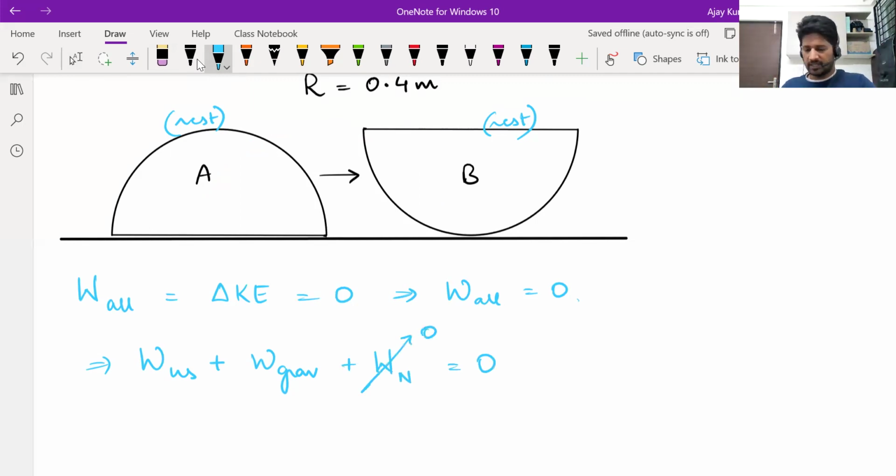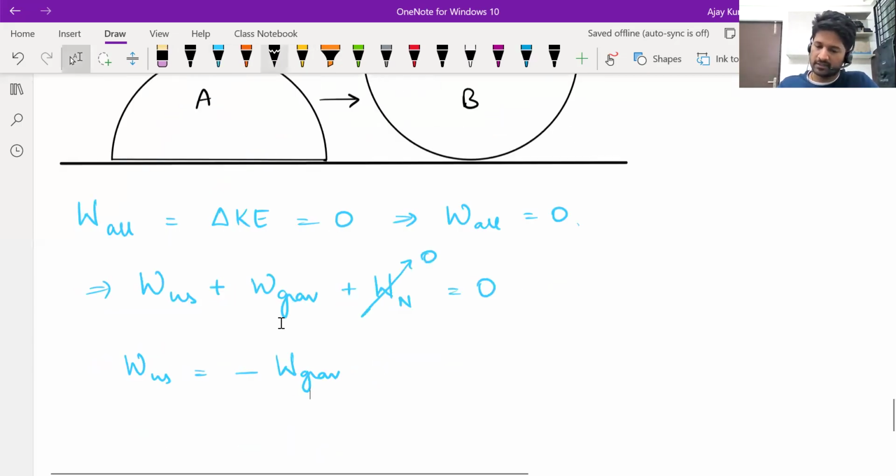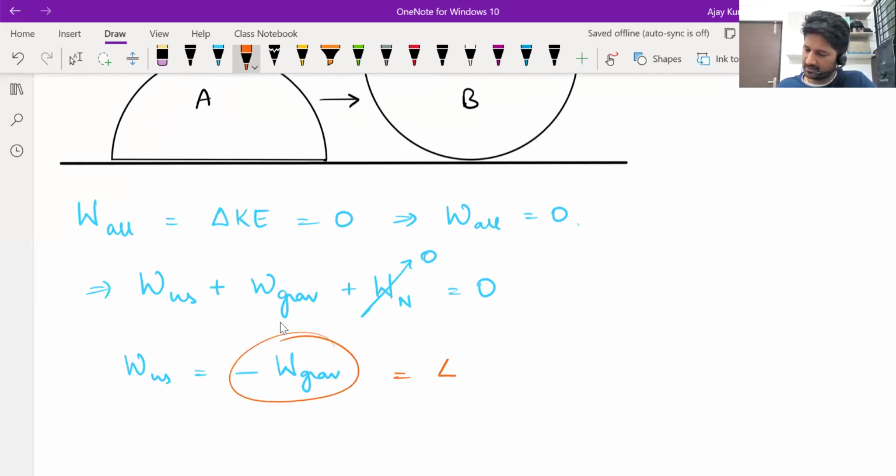Therefore, the work done by us should be the negative of work done by gravity. And gravity is a conservative force. Negative of work done by a conservative force is nothing but the change in potential energy. Okay, Aishwarya, good that you used this idea, but you said work done is negative of change in potential energy. If you want to use this, you'll get work done by gravity, not the work done by us.